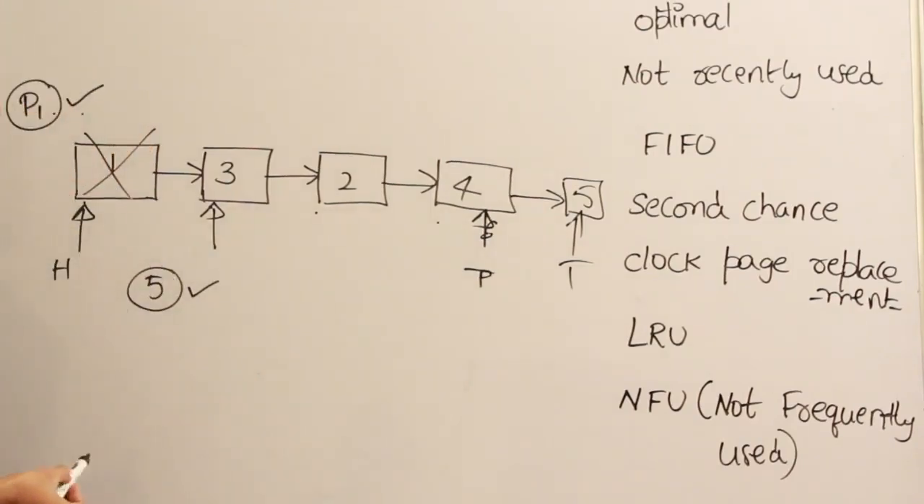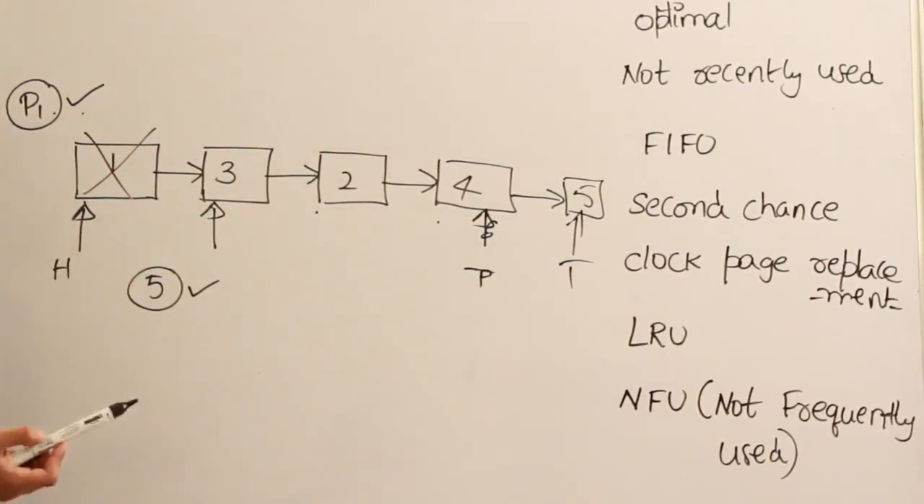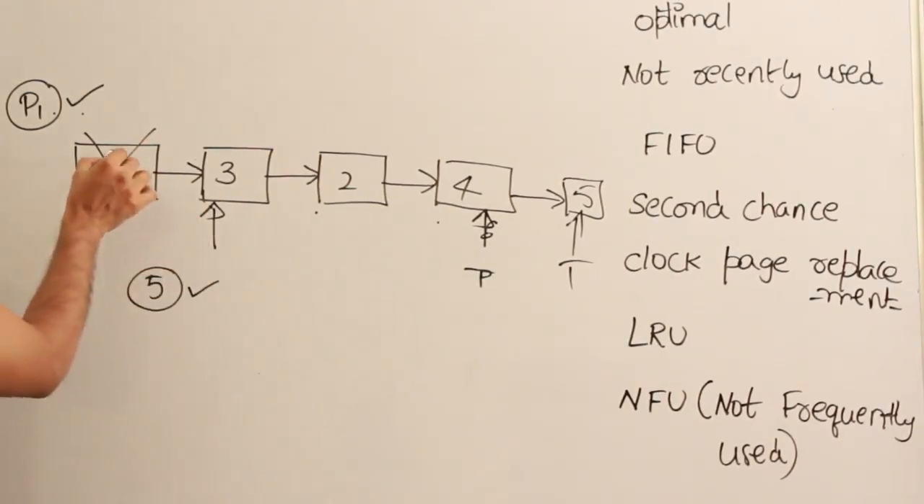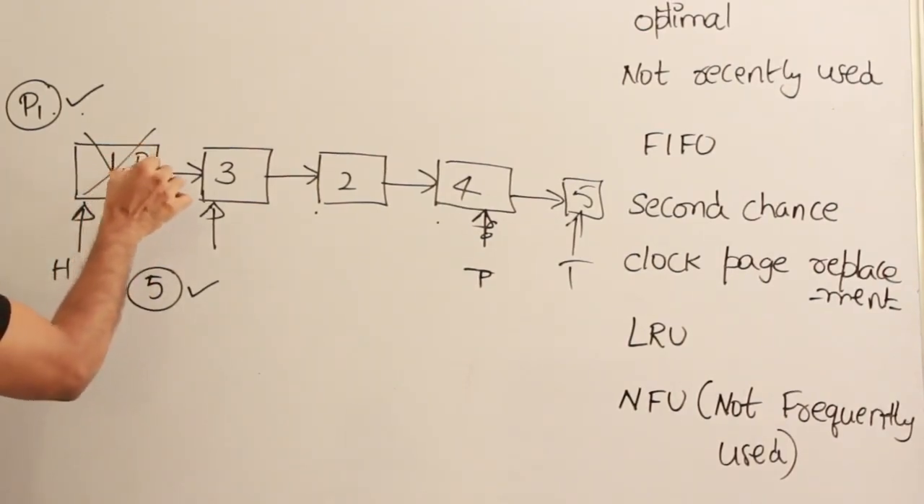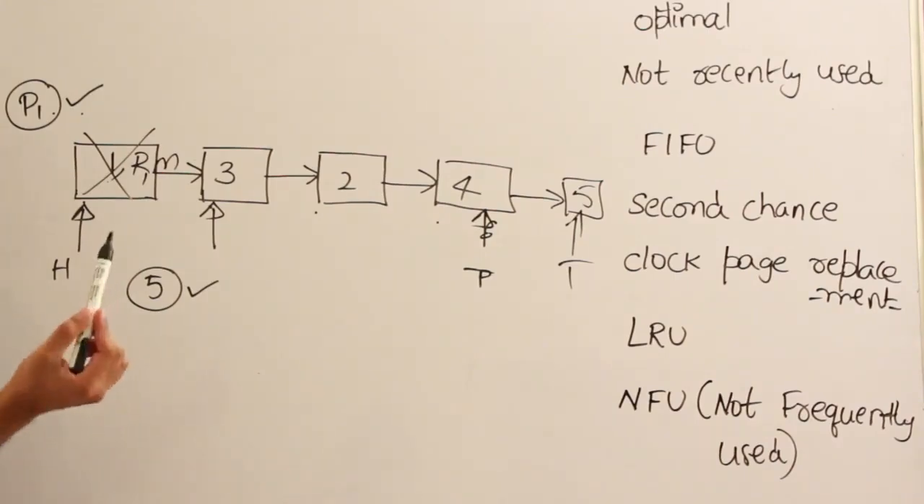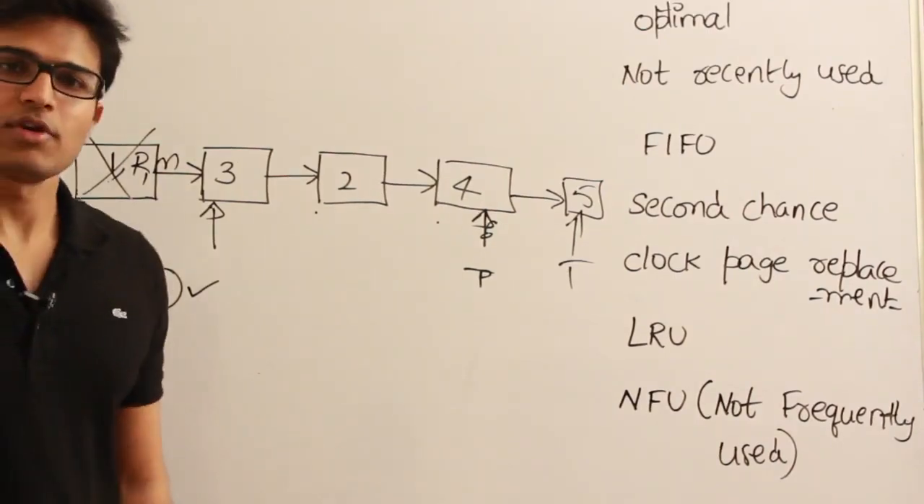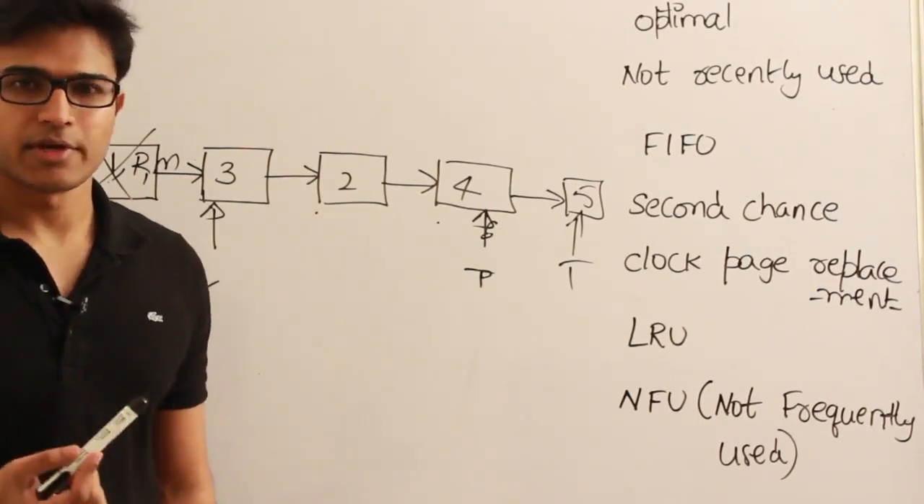The contents of the elements of this linked list depend on the implementation. Some implementations will maintain only the page number, while others will also maintain information like the R bit, M bit, referred bit, modified bit, right? Along with that it will maintain other parameters like which process it belongs to, the process ID, and many other things. That depends on the implementation.